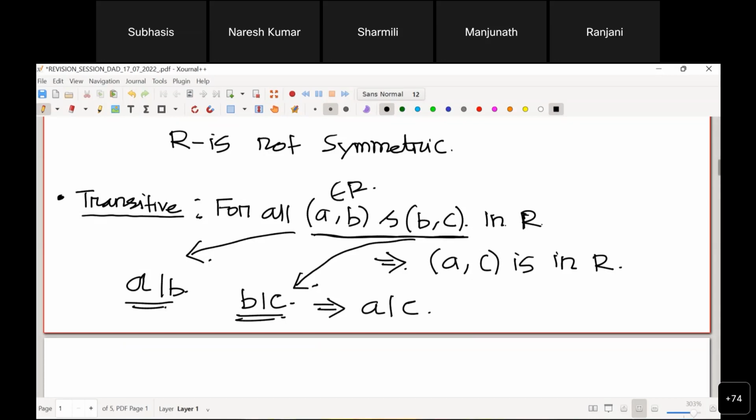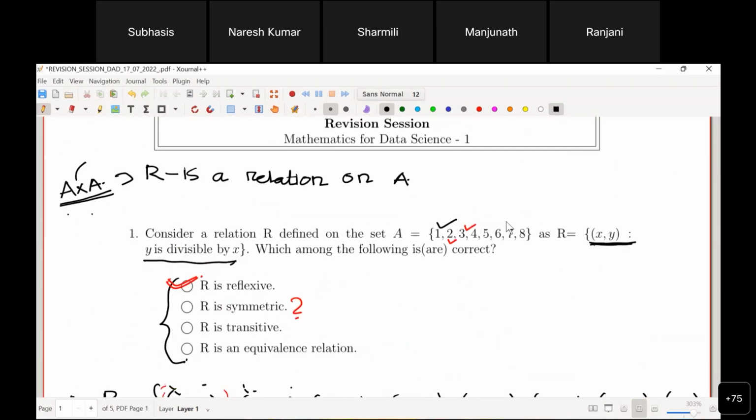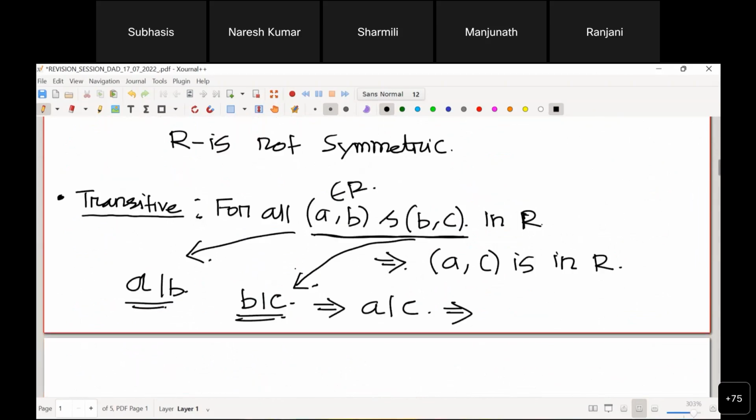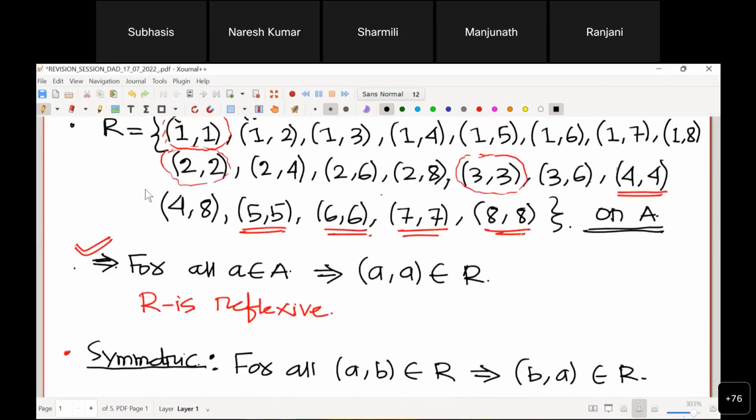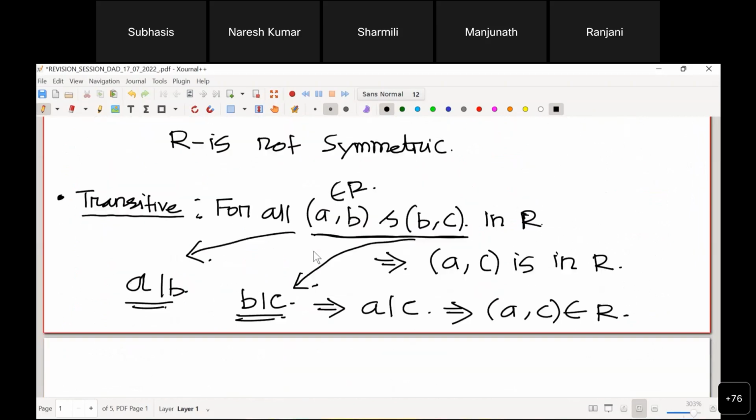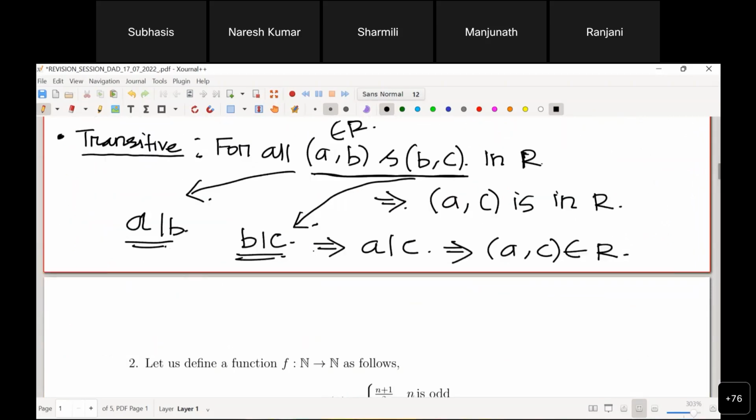If a divides c, then by the definition of our relation, c is divisible by a. So that means I can write (a,c) is in R. Basically I have proved it for a general case. Instead of checking one by one, I proved it generally. So that means my relation R is transitive.